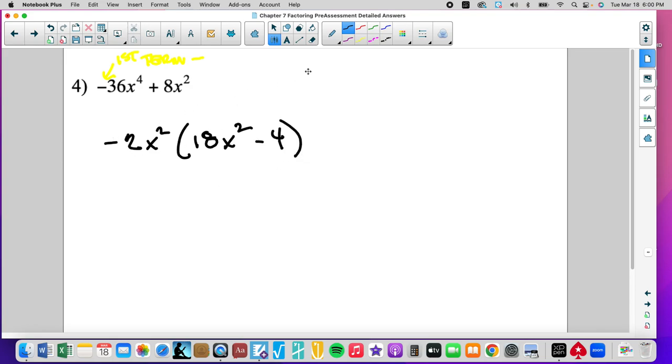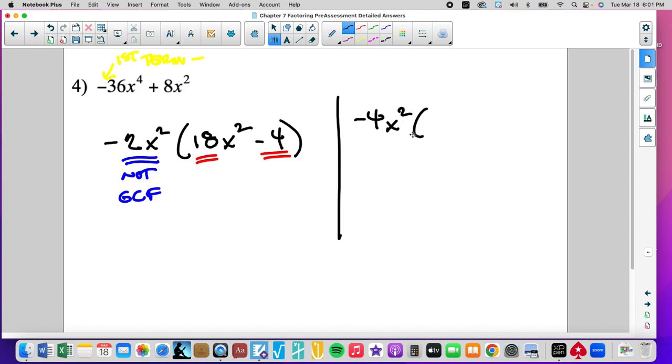So how do I know? There's a visual recognition that this is not the greatest common factor. And that visual is, well, I can still take a 2 out of there. So I know that this is not the GCF. If I was looking for the GCF, it would actually be negative 4x squared. And then if I factor that out, I get 9x squared minus 2. And again, we can multiply it back out. So this is the correct answer.